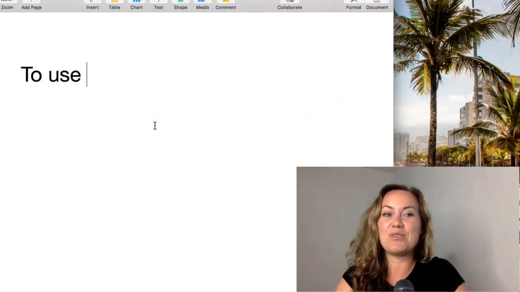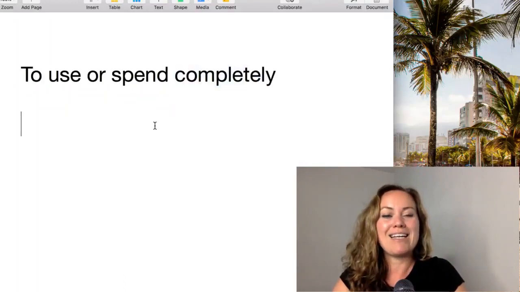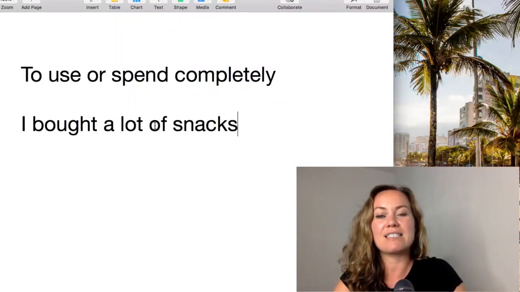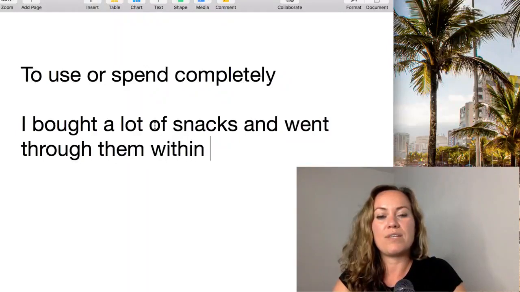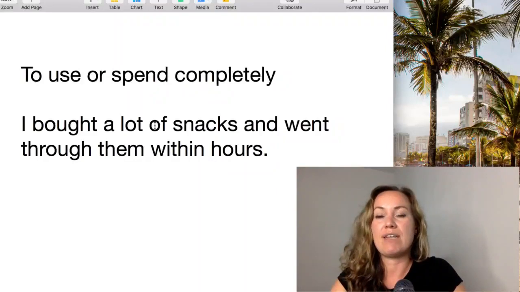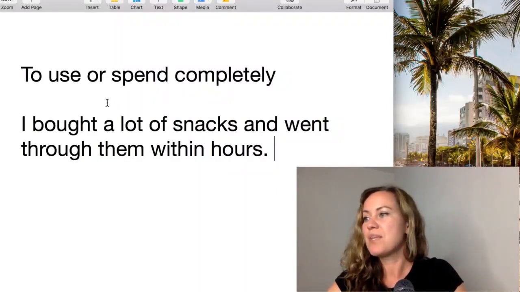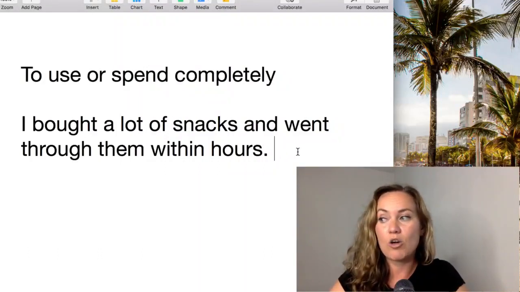To use or spend completely. I bought a lot of snacks and went through them within hours. So sometimes I do this where I buy cookies or some treats for the whole week and then I go through them like within a few hours. It's horrible. No willpower. So we went through all our snacks about halfway into our road trip.